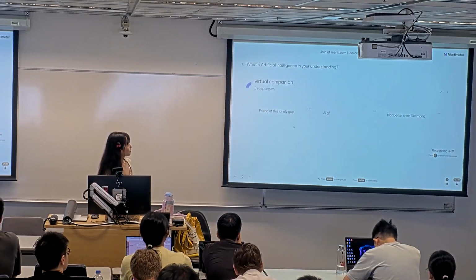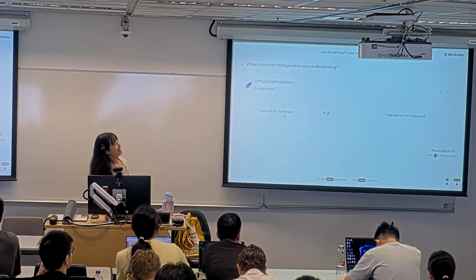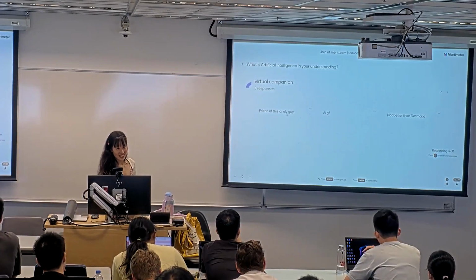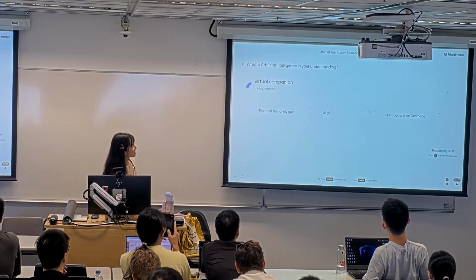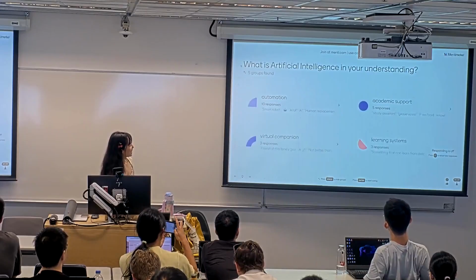Virtual companion, friend of this lonely guy. Okay, hope you are not lonely. Even without the companion with AI, AI girlfriend, no better than Desmond, of course.